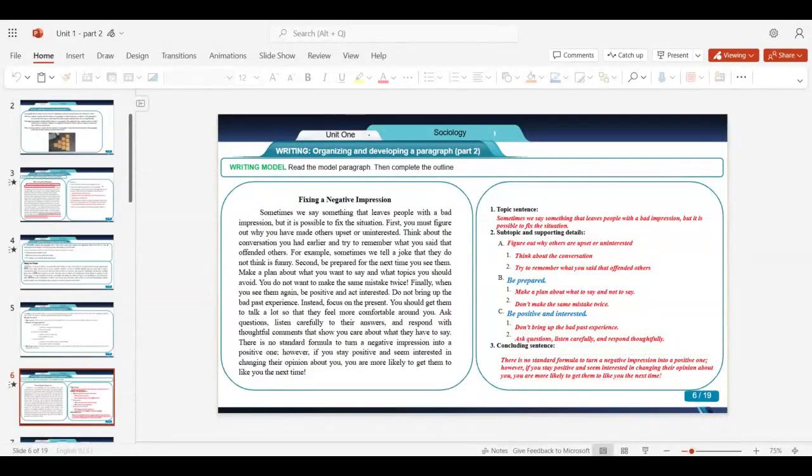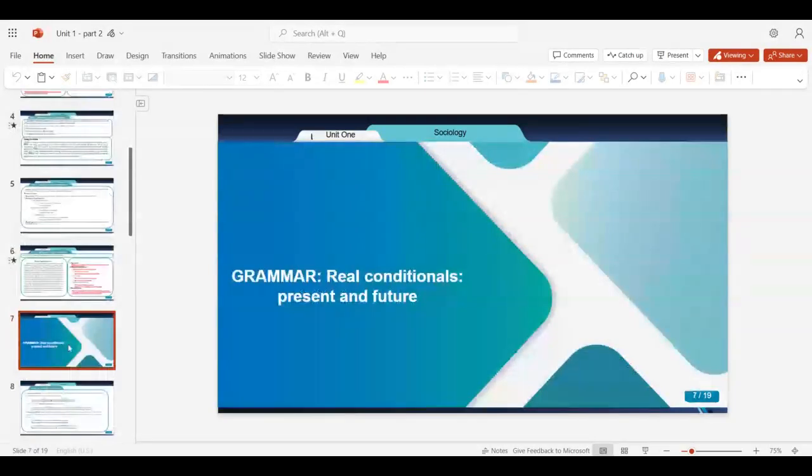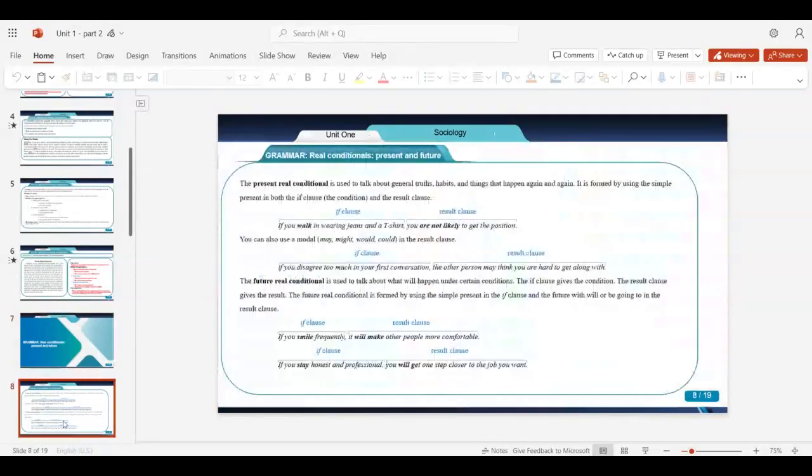Now we move to the next topic. This is our grammatical part of reading. In grammar, we are going to discuss real conditionals, present and future. This is the part of grammar today. The present real conditional is used to talk about general truth.